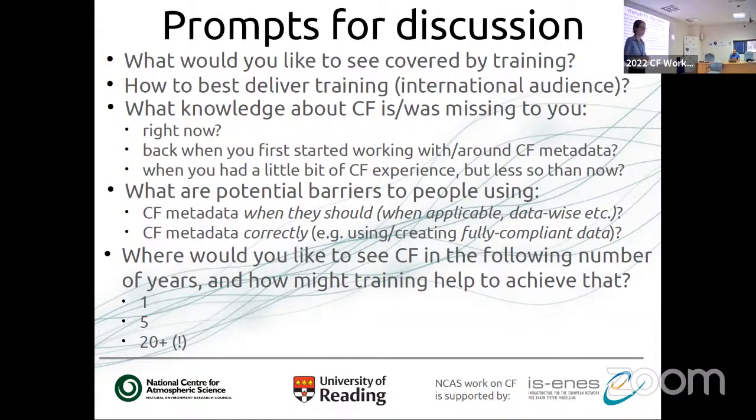And then there's some indirect questions which I thought might help us think about the larger picture for CF in general, which may be covered by other people during this workshop, or just as a background question. But in particular, is there anything you think, what knowledge is missing to you? Maybe that's not the best wording. What would you have liked to have known about CF at a certain point? So say right now, is there anything that you think, oh, I don't know about that?